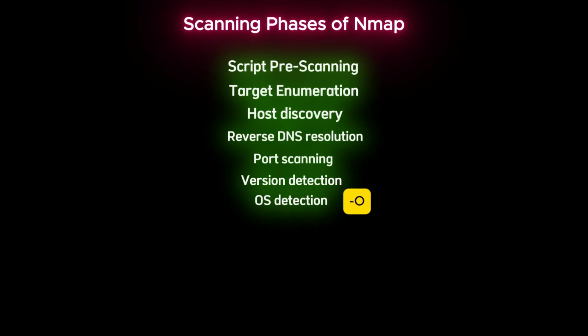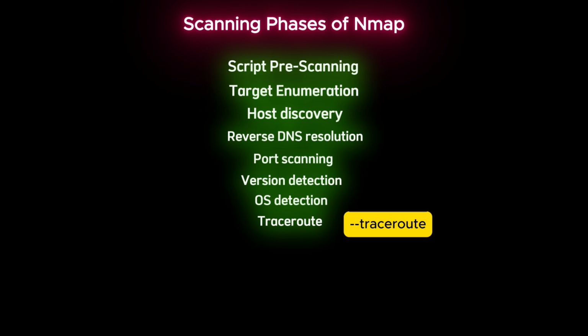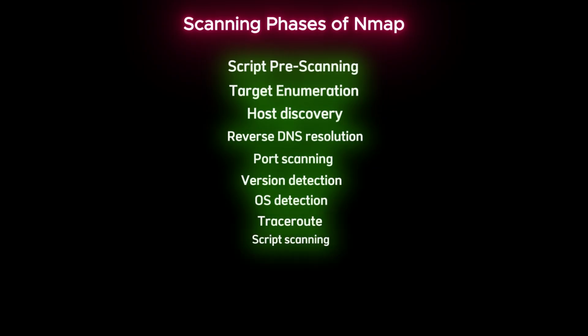OS detection: in this phase, Nmap attempts to determine the operating system of the target. It is only executed when the -O option is present. Traceroute: in this phase, Nmap performs a traceroute to the targets. This phase only runs when the --traceroute option is set. Script scanning: in this phase, the NSE scripts are run depending on their execution rules. In the output phase, Nmap formats all of the gathered information and returns it to the user in the specified format.